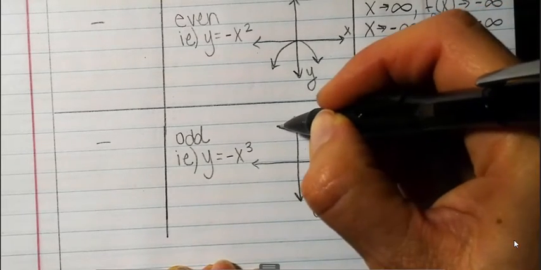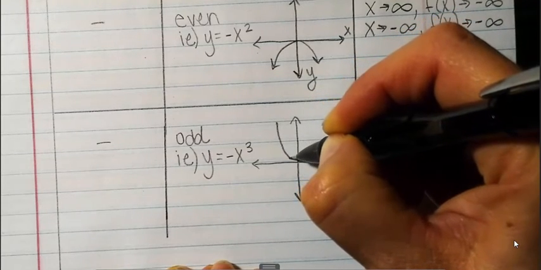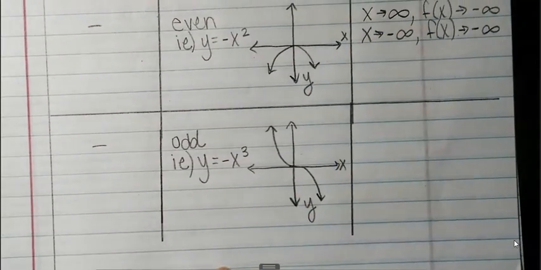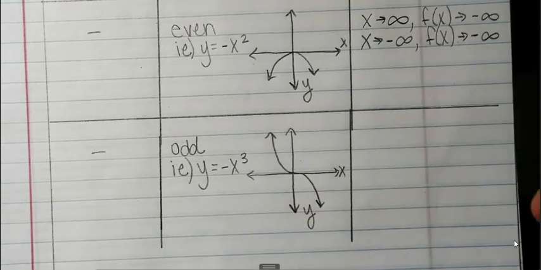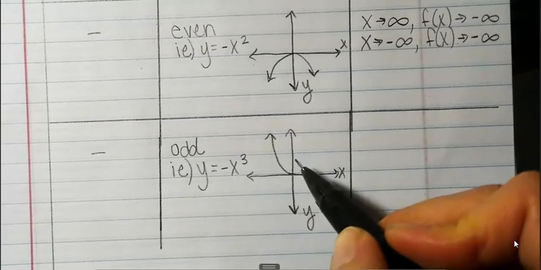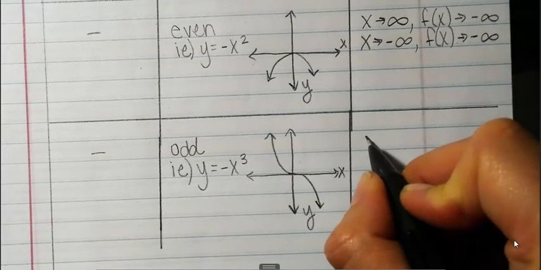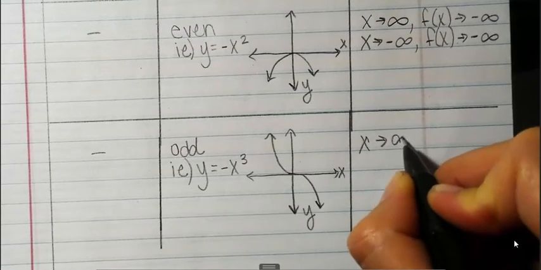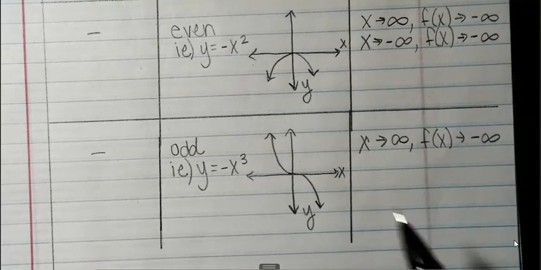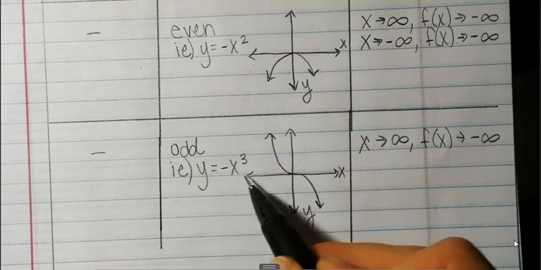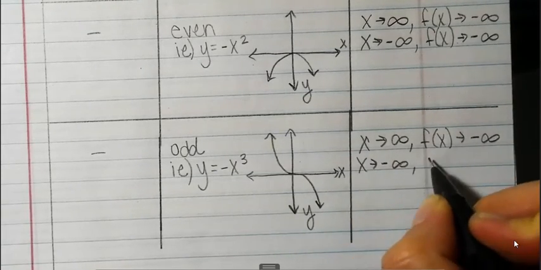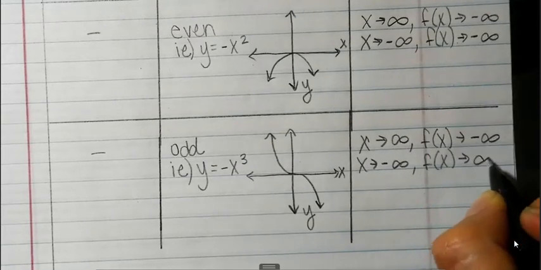This one's a little bit more tricky to draw, but again, remember it flattens out at the origin. That's that cubed root, or that triple root, and comes down. So we can say then that as x gets big, y gets small, and as x gets small, y gets big, right? So as x goes to infinity, f of x goes to negative infinity. And then the other way, as x gets small, or as x goes to negative infinity, y is getting big, or going to infinity.